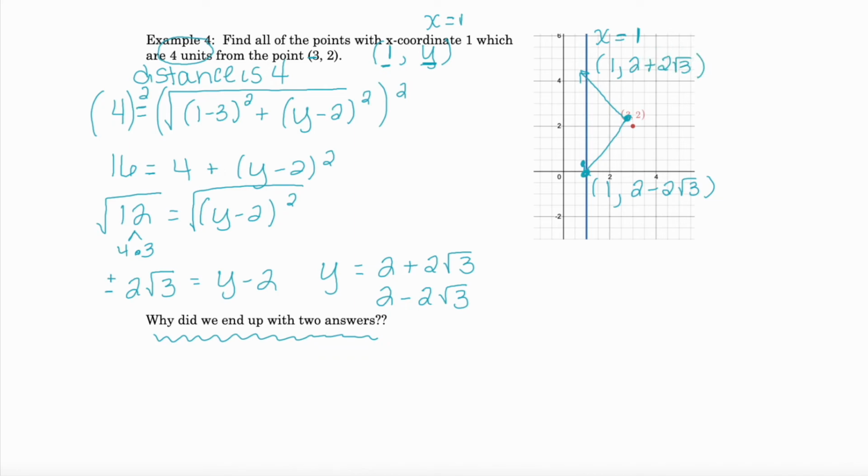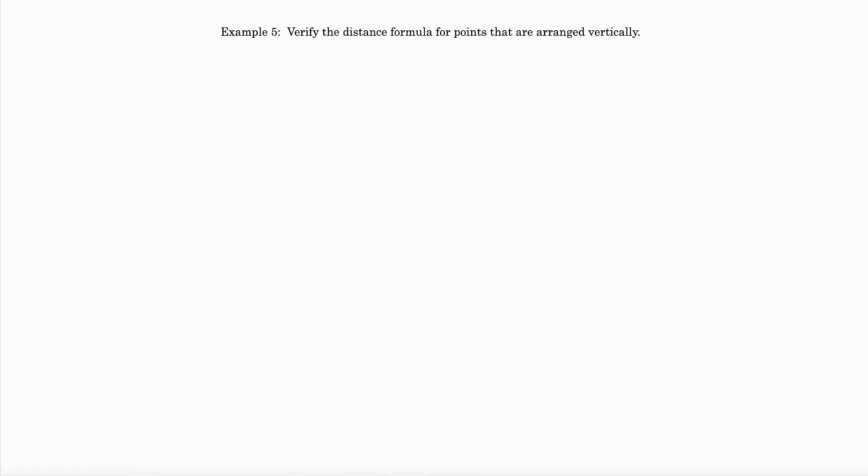Please be careful in My Open Math, as they do request exact answers most of the time. It will tell you whether or not you need to put a decimal. And our last problem, it's asking us to verify the distance formula for points that are arranged vertically.